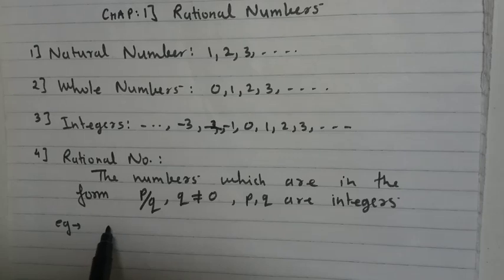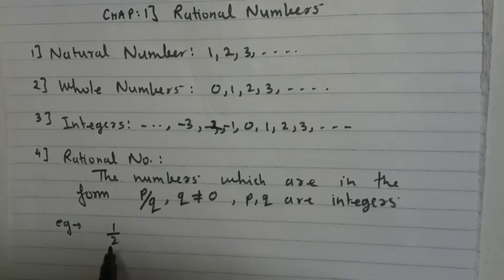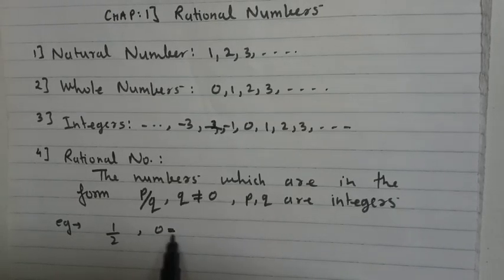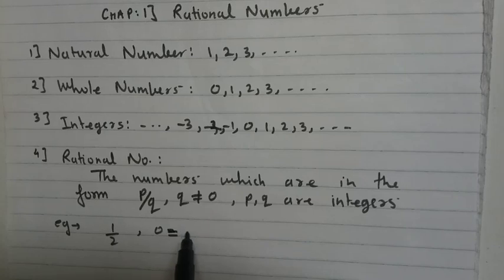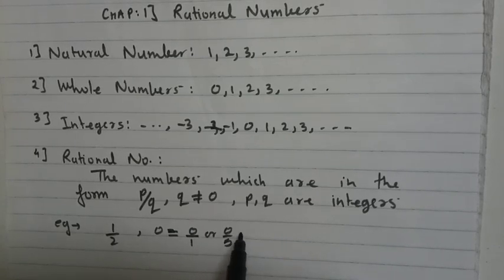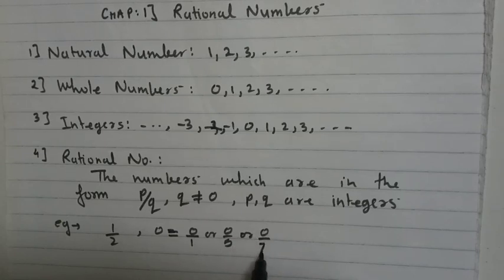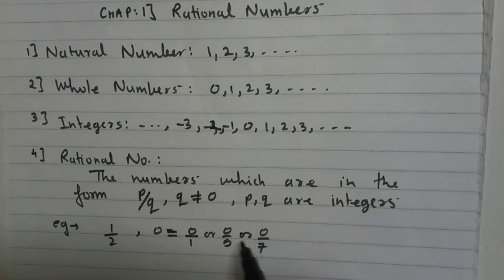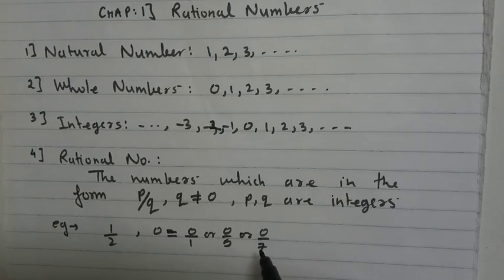For example, 1 by 2 is a rational number. 0 is also a rational number. Why? Because I can write 0 as 0 by 1, 0 by 5, or 0 by 7, any number. Take the denominator as not 0, and if you divide, everything is equal to 0. So 0 is a rational number.